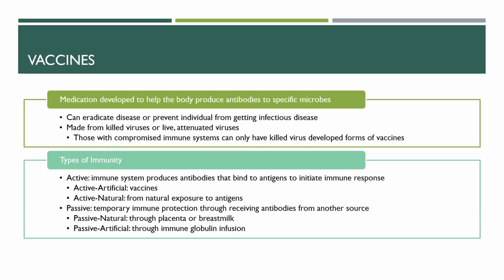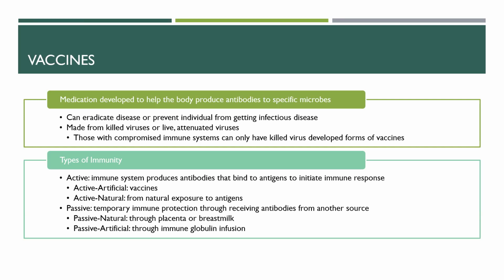So when we look at immunity, we can break this down to two different things, passive and active. With passive immunity, it is temporary immune protection through receiving antibodies from another source. So passive natural would be through placenta or breast milk, whereas passive artificial would be through immunoglobulins. So vaccines do not increase the type of passive immunity. It does, however, increase active immunity.